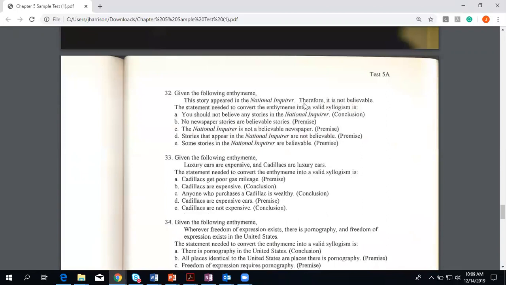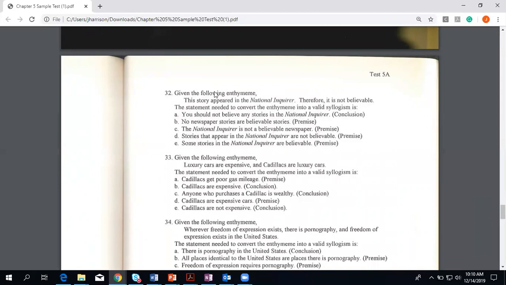The story appeared in the National Enquirer, therefore it is not believable. Okay, so therefore is a conclusion indicator, so it is not believable is our conclusion. The story is not believable. So we can eliminate A because it says it's a conclusion. So we have a missing premise here. The story appeared in the National Enquirer, therefore it's not believable. Pause and take a look here to see what you think the answer is.